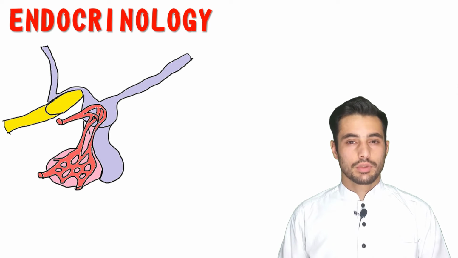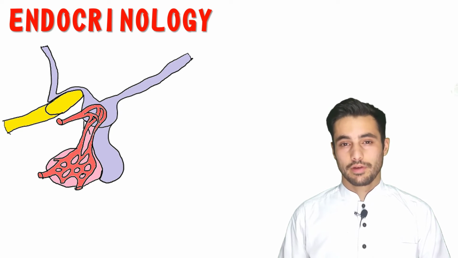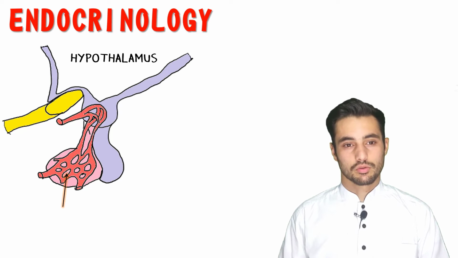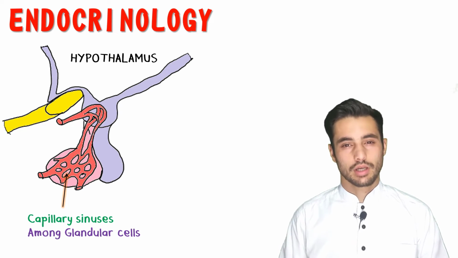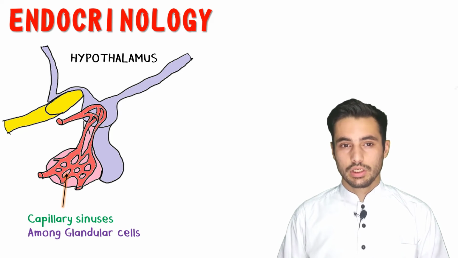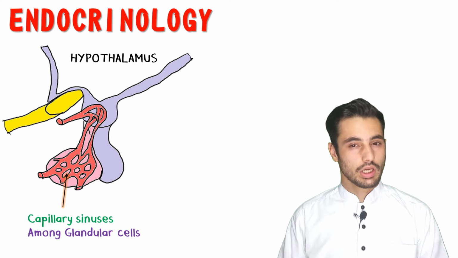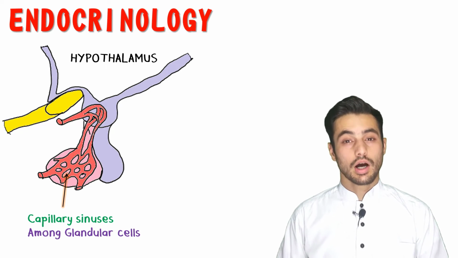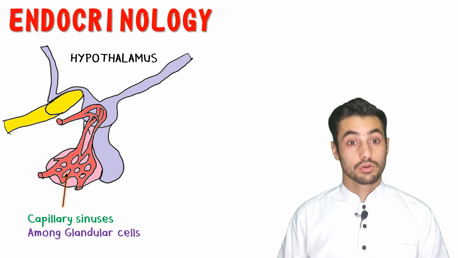Let's have a look at the blood supply of the anterior pituitary. We know that the anterior pituitary is a very vascular gland. It has capillary sinuses among the glandular cells. What is the purpose of these capillary sinuses among the glandular cells? The capillary sinuses will surround the cells of the anterior pituitary, the 5 cells, to secrete the hormones. Because there is no direct connection between the hypothalamus and the anterior pituitary, we have a special type of blood vessel system known as the hypothalamo-hypophyseal portal system.